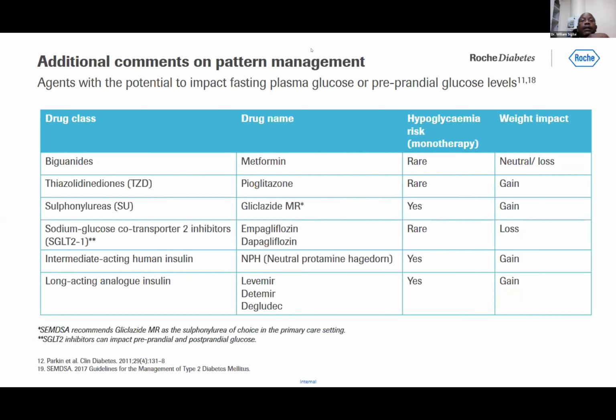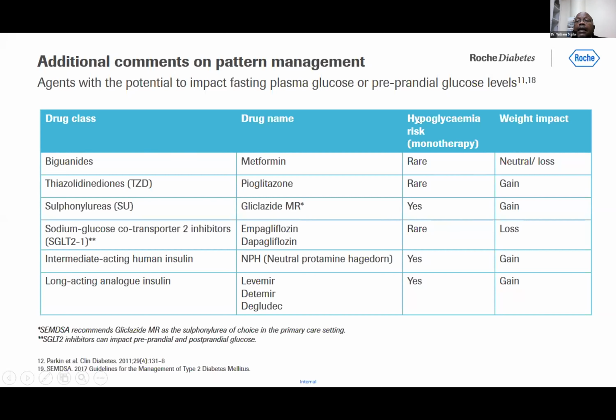So, additional comments on pattern management. I just chose this slide to show you some of the medicines that you dispense all the time. And hopefully they are there where you practice. And also, these are the agents with potential to impact fasting and preprandial blood glucose levels. So you can see many of the currently available medicines for diabetes care, which are exemplified by the biguanide, metformin, the TZD, where we have pioglitazone, gliclazide MR, and the newer group of SGLT2 inhibitors. These are available in a good number of hospitals, but sadly not in many hospitals.